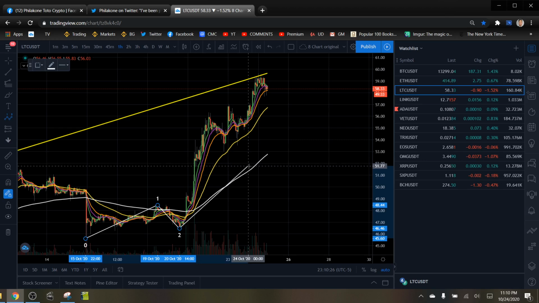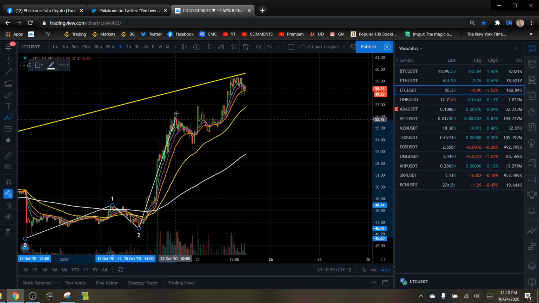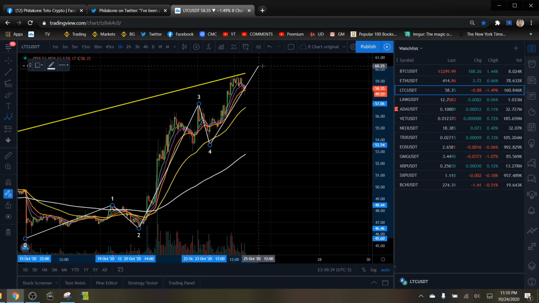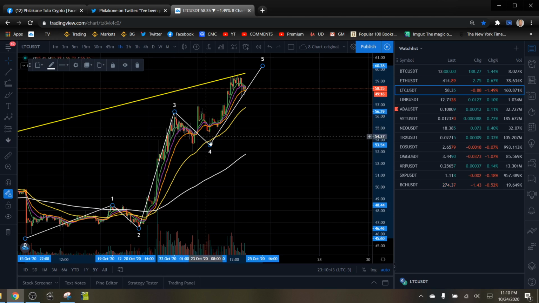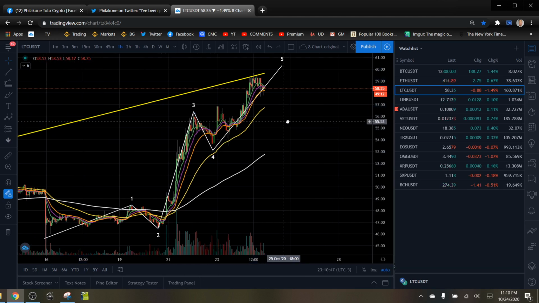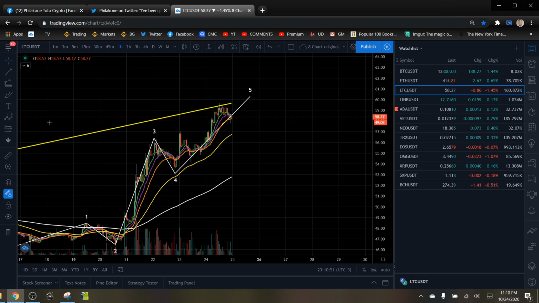Okay? So that's how I'm looking at it right now. Or this is a 1, 2, and a 3, and a 4, and a 5. Okay? So it could be like that. Or it could be like that. Either case. Okay, let's talk about this case first.